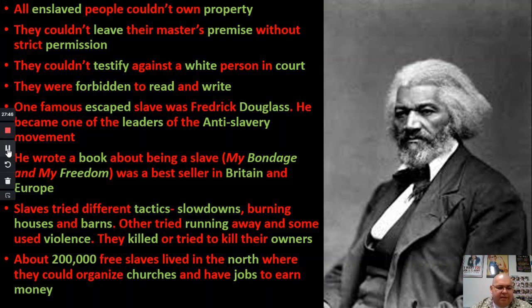Now, there is no exact number of how many slaves actually escaped, but the number I see quite a bit is about 200,000. Slaves escaped before the Civil War, and they headed up north where they joined up with churches and other organizations. And a lot of them got jobs and basically earned a living and lived a life up until a certain point because a law is passed, which we're going to get into in the future.